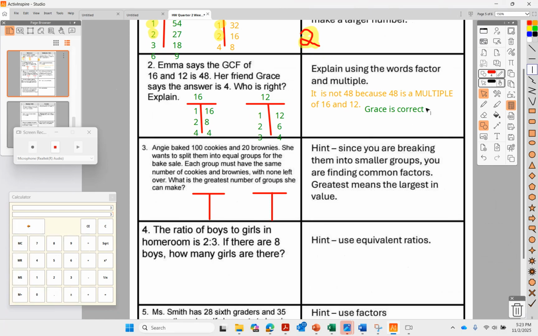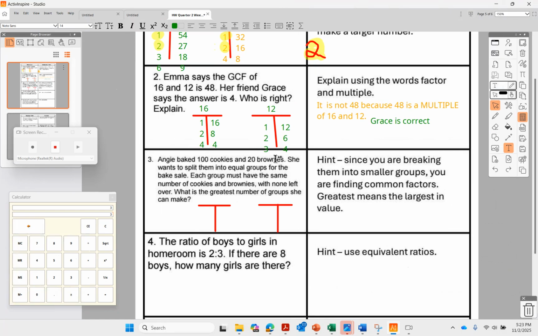And the first thing we are going to do is find the factors of 100. So we could do 1 plate of 100 cookies. We could do 2 plates of 50. 100 is not evenly divisible by 3. It is evenly divisible by 4, and you get 25. Okay, 100 is also divisible by 5, and you get 20.